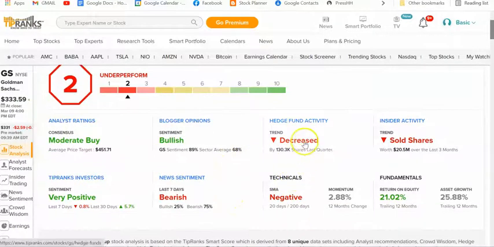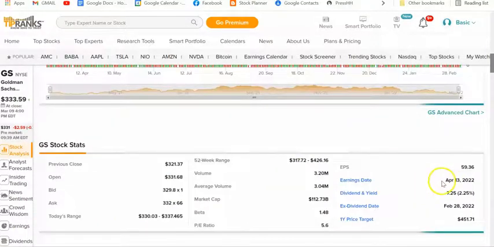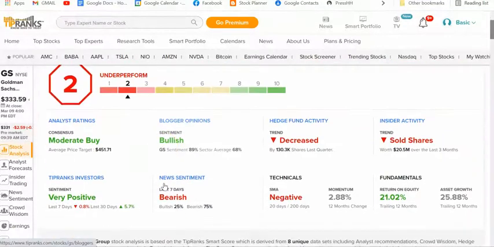Hedge fund activity decreased. Sold shares. Insider. Technicals are below because it's below the 200-day moving average. And fundamentals, well, we've seen that this is a good company. The next earnings date is April 13th, about a month away. Well, that doesn't look good. So that would play well into staying in Goldman Sachs for a little while longer.